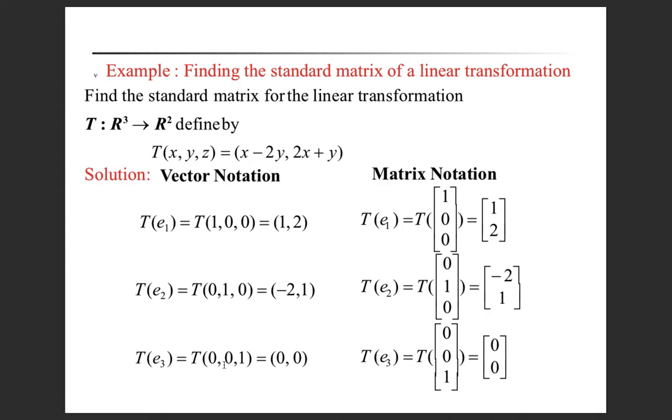T(e3) is (0, 0, 1), so x is 0, y is 0, z is 1. Here we don't have z in the transformation. So T(e3) is (0, 0). So T(e3) equal to T(0, 0, 1) and the result is (0, 0).